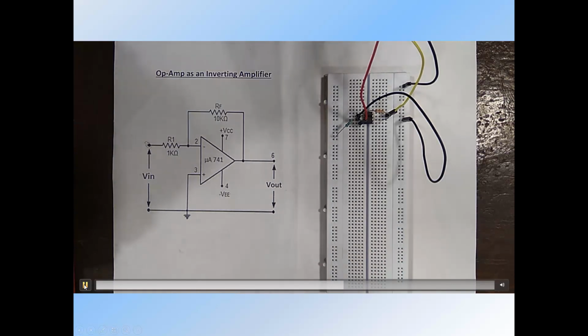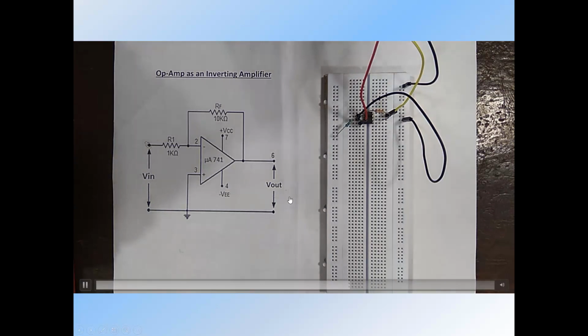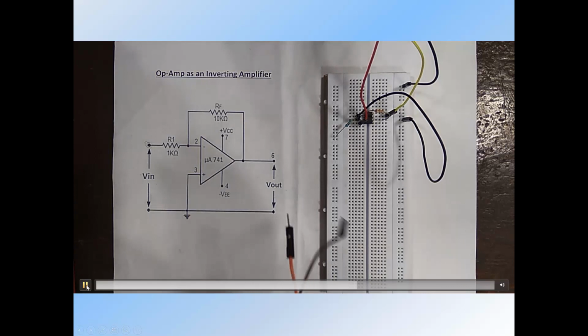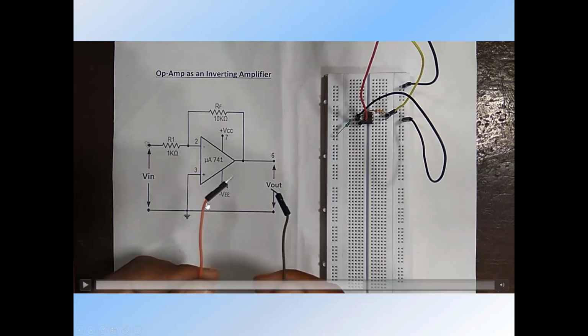And next step is connections of input signal Vin to this amplifier. For this, these two jumper wires, orange and black, are connected to a function generator through a BNC to crocodile clip. This orange wire is connected to the main wire of the BNC cable, and this black wire is connected to the ground wire of the BNC cable.